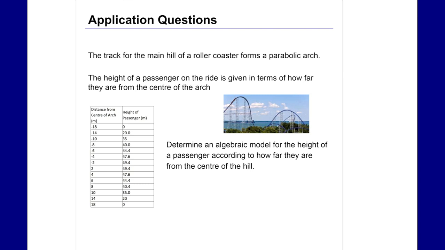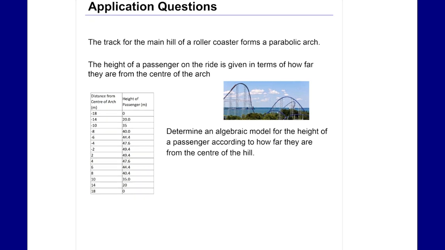The track for the main hill of a roller coaster forms a parabolic arch. The height of a passenger on the ride is given in terms of how far they are from the center of the arch. Determine an algebraic model for the height of a passenger according to how far they are from the center of the hill. So here we have to think about what form, or what type of equation, we want to use for this quadratic. We have our two options, our vertex or our factored form.